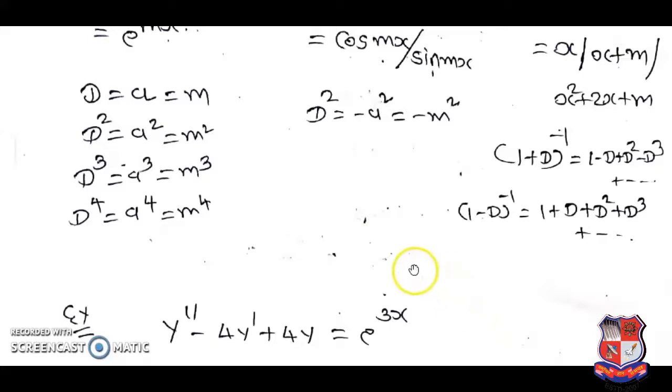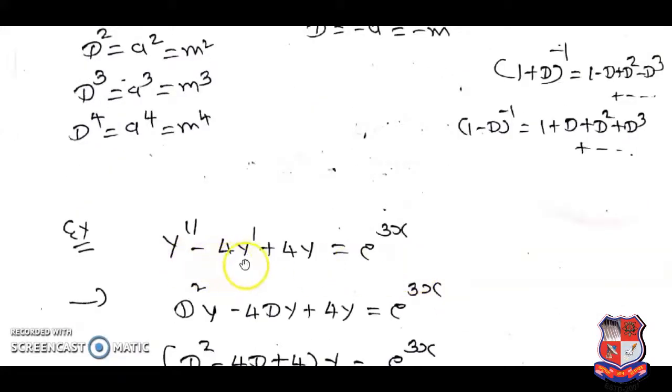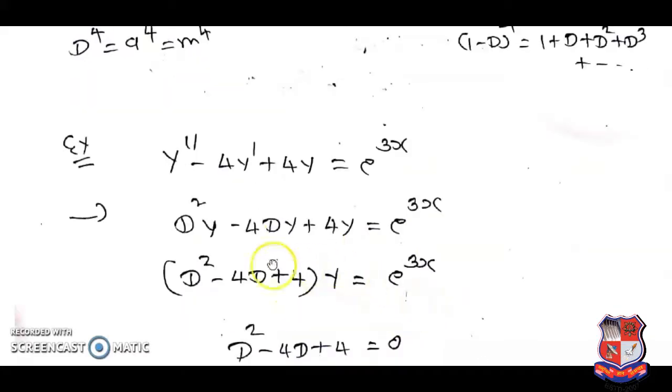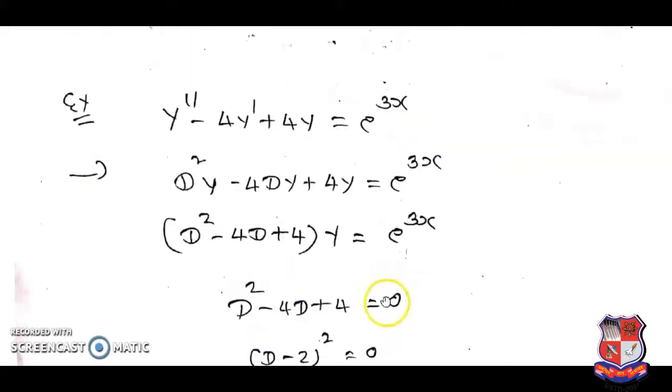Now we have to consider some examples. Y double dash minus 4y dash plus 4y equal to e raised to 3x. The right side is not equal to 0. That means we have to find the CF solution plus the PI solution. So first we write in higher order form: d square y minus 4 dy plus 4y equal to e raised to 3x. Y we are taking common: (d square minus 4d plus 4) y equal to e raised to 3x.